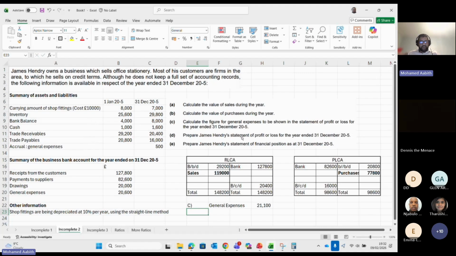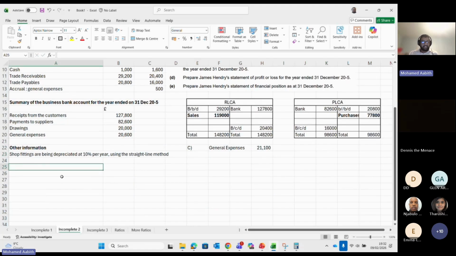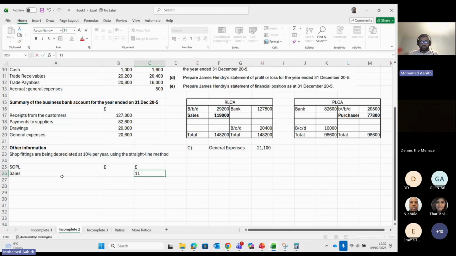So let's look at what information I know so far. They're asking you to prepare the statement of profit and loss for the year ended 31st of December 2015, and to prepare the statement of financial position as well. So let's say here statement of profit and loss, with pound signs for both sides. Sales: what is the number we found out? 119,000 there. So now we have to find the cost of sales.